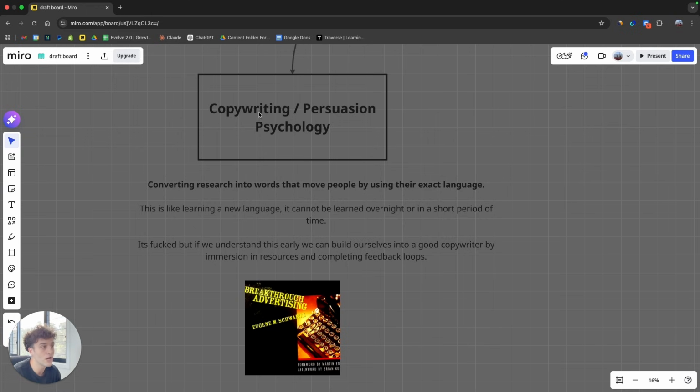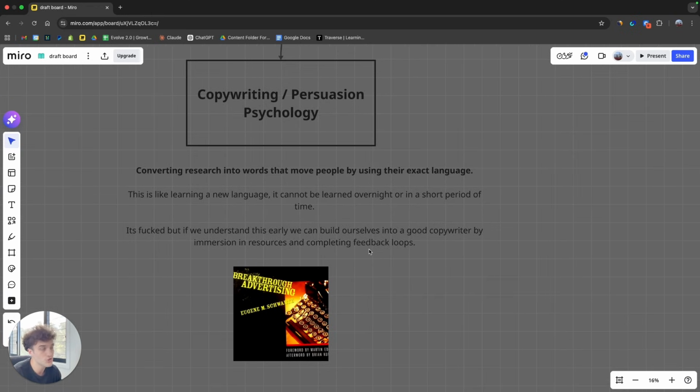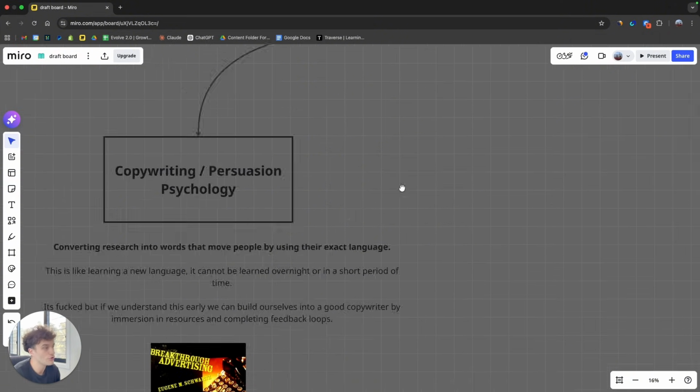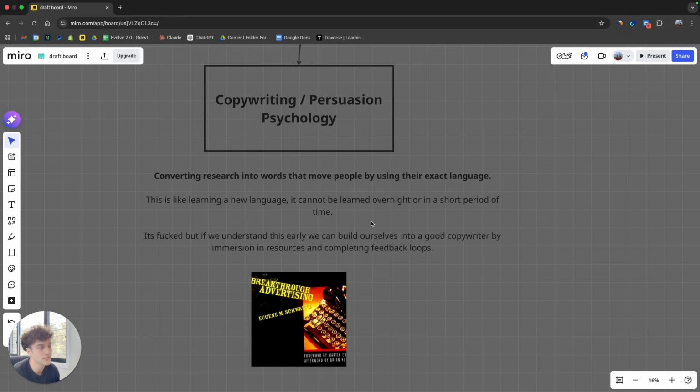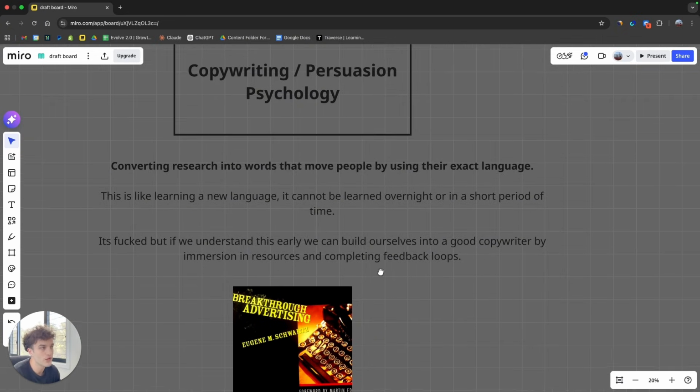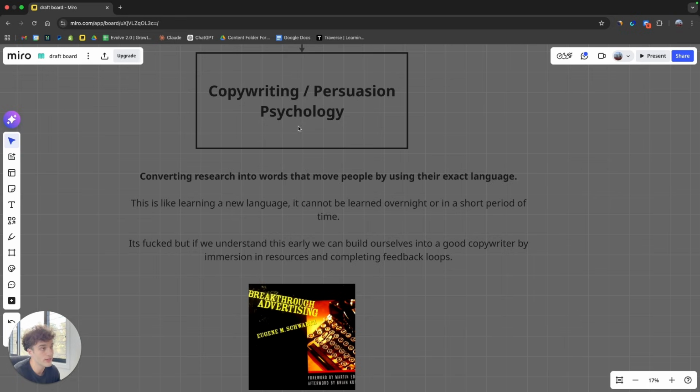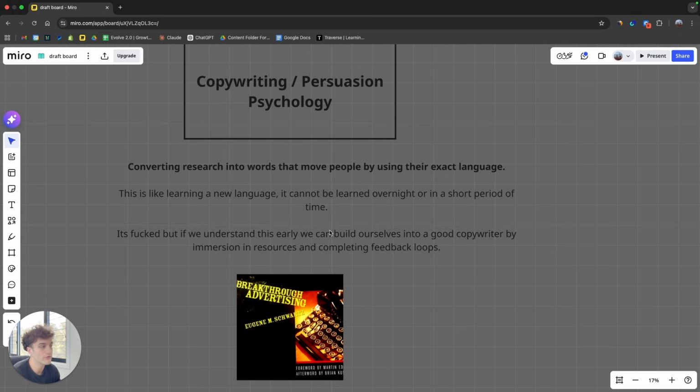But moving on now to copywriting and persuasion. We've done our research and we've constructed a hypothesis. We can now move on to translation, which is essentially putting all of that information into the ads that we're making. The reason I go pretty broad on copywriting and persuasion psychology is because this skill is like learning a new language. It cannot be learned overnight or in a short period of time. It just comes through repetition and exposure.